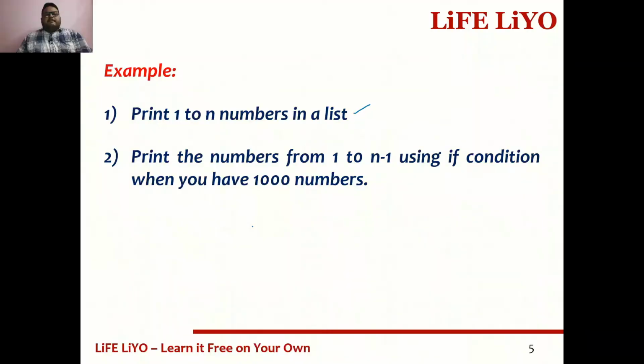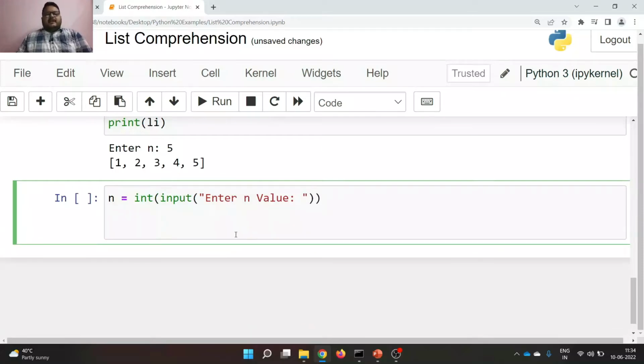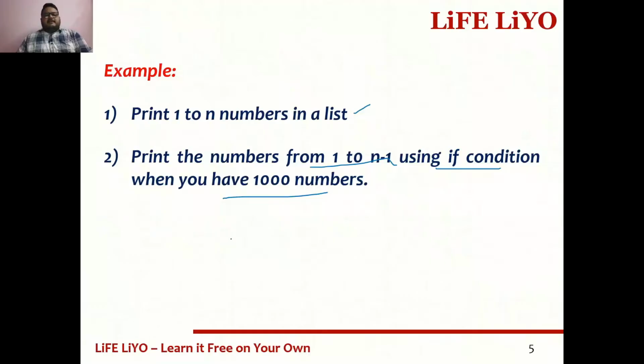Now, next example, printing the numbers from 1 to n minus 1 using an if condition when you have 1000 numbers. Now, n equal to input of enter n value. I have taken the n value. Now what we have to do? We have to print from 1 up to n minus 1.